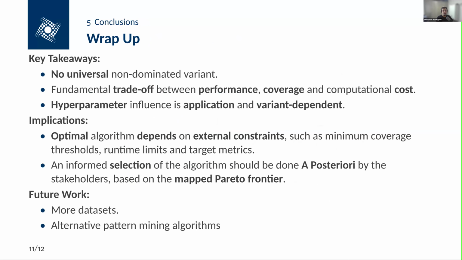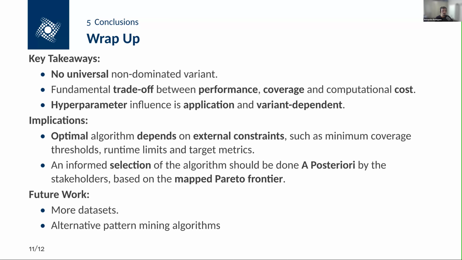So to wrap up, I would like to leave you with these three takeaways. First, no universal non-dominated variant. Families, as we've seen, have tendencies, but no one wins everywhere. If there was a single best algorithm in these scenarios, the whole frontiers will be composed of a single variant or even collapse into a single point.